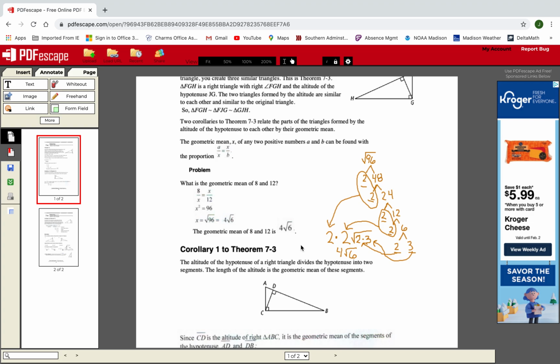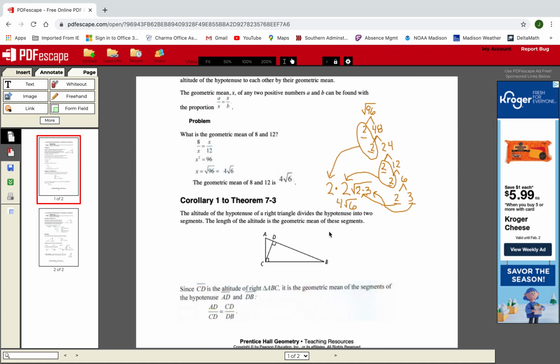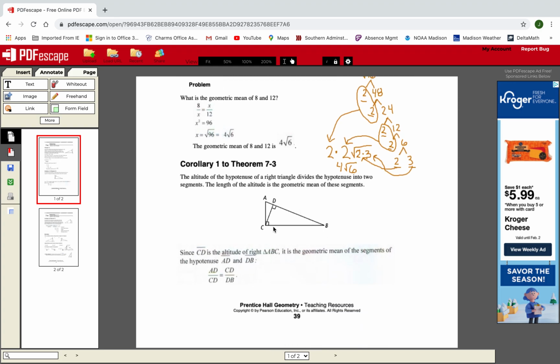We will practice this with the practice problems in this lesson so you can see it over and over again. Okay, corollary 1 to theorem 7.3. The altitude of the hypotenuse of a right triangle divides the hypotenuse into two segments. Those two segments here are AD and BD. The length of the altitude is the geometric mean of those segments. So CD is the geometric mean of AD and DB. You see that they have put that in a proportion here.